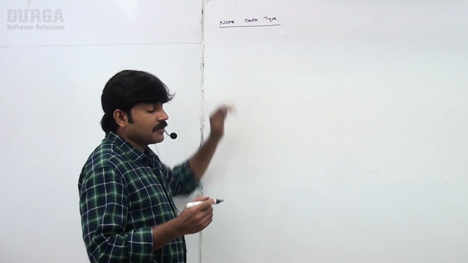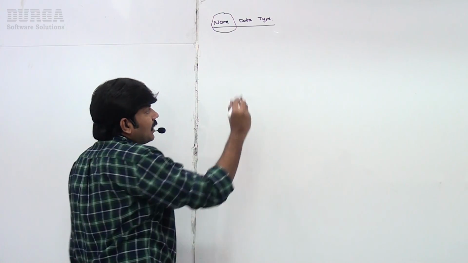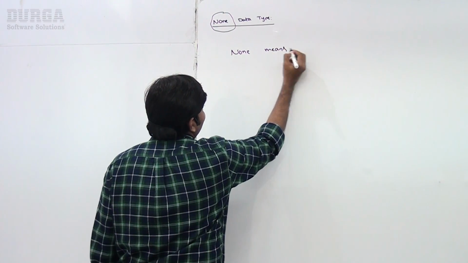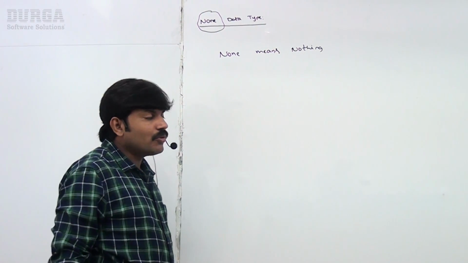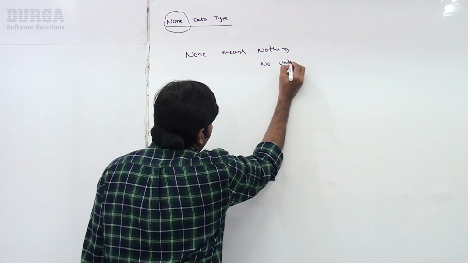Sir, the next thing I have to discuss is the None data type. Can you please spell out what is None? None means nothing. None means what? Nothing, sir. Like nothing. So no value associated.